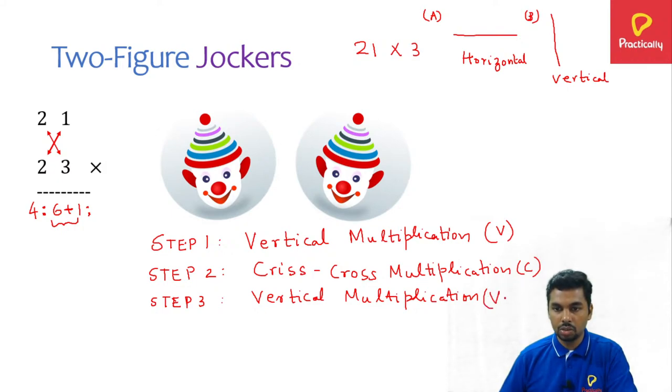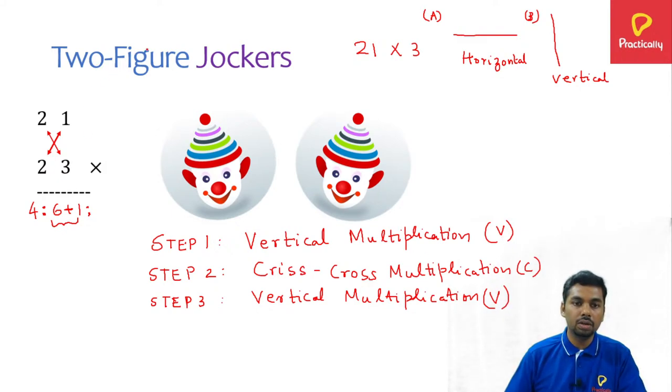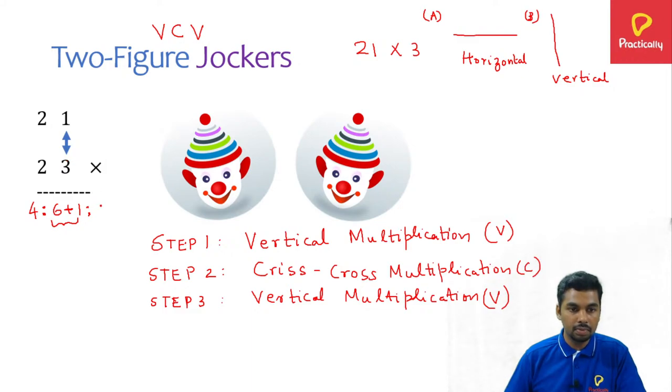Okay, so I call this method VCV. So two figure joker multiplication is going to be VCV: vertical, crisscross and vertical. So what is my last number here? It is 1 multiplied by 3, which is 3. Now I have to write the final answer. The final answer is 4, 6 plus 1 is 7, and the last digit is 3. So this is the answer, 473.